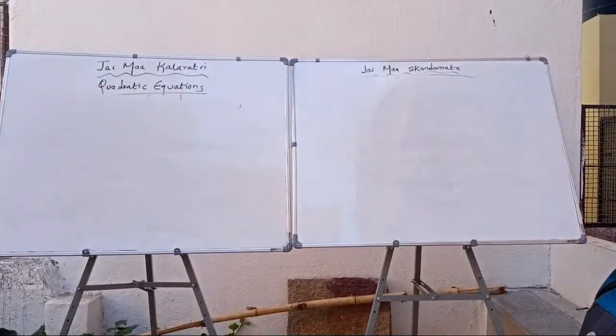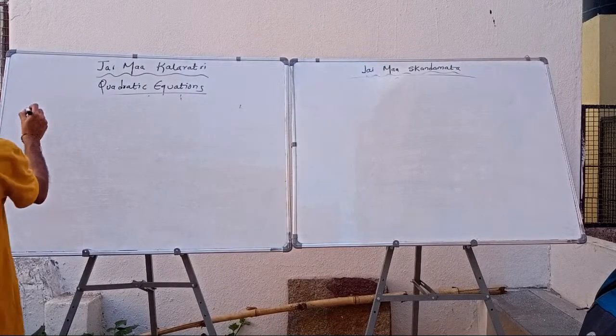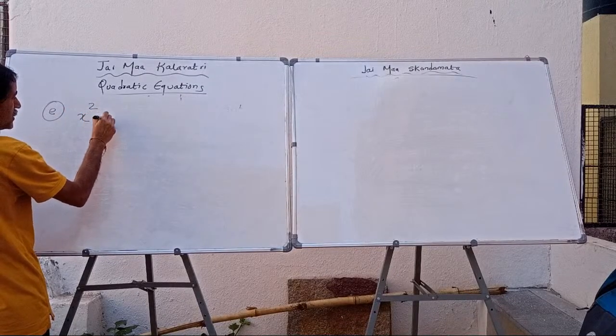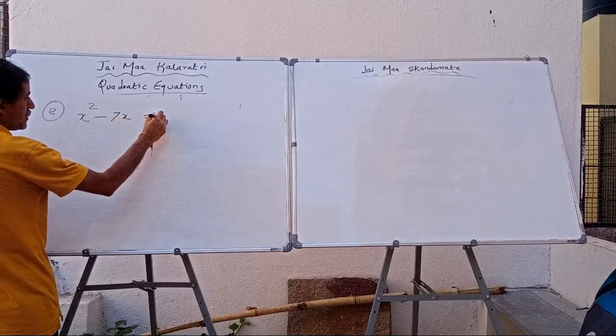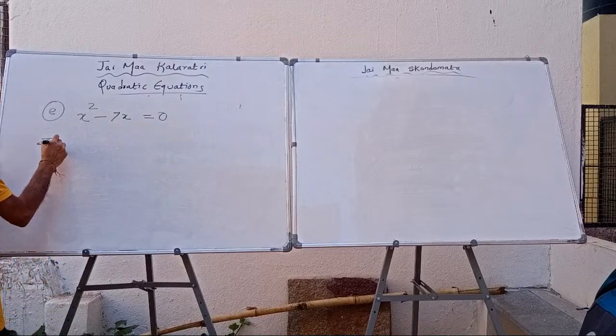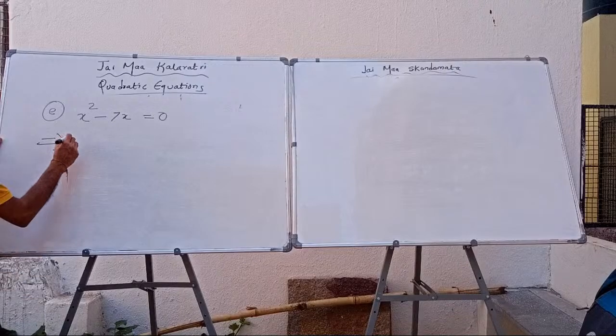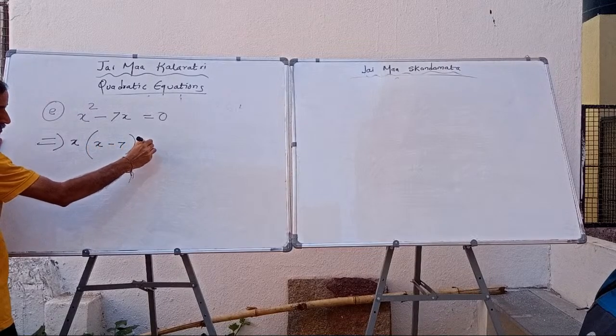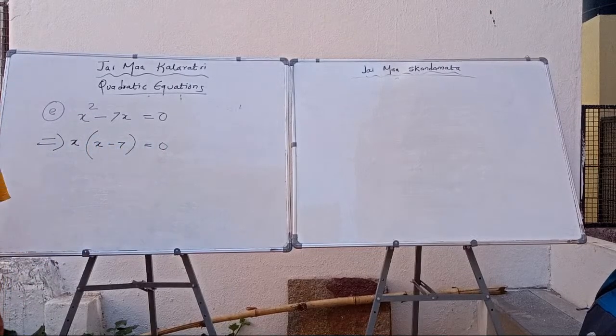Got it? Can you just repeat the question? E, right? Can you dictate? X square minus 7x equal to 0. Okay, implies. Do you see anything common? X minus 7. Can you solve further?